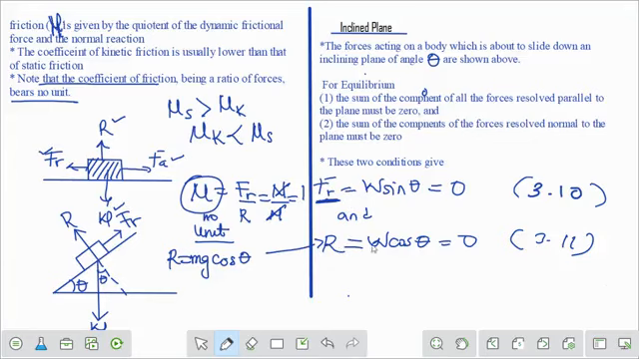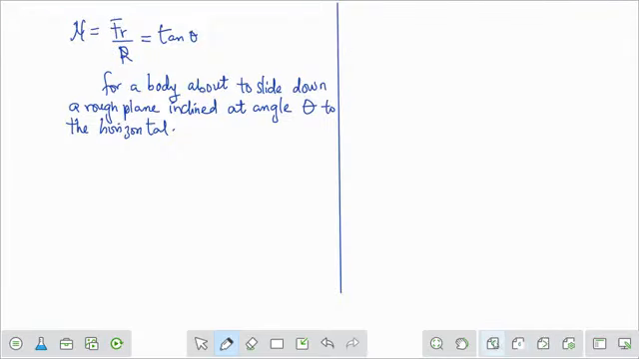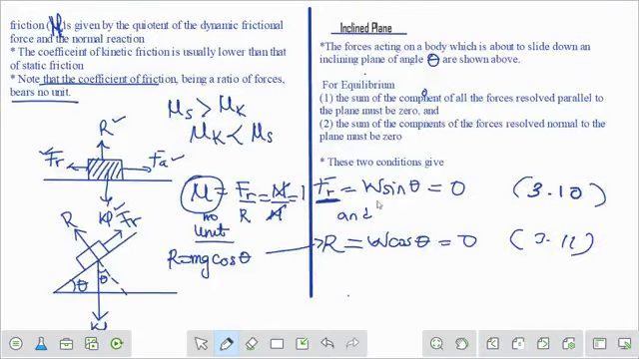Now our R is what? R minus W cos theta equals 0. Now what is our W? Our W is mg. So it means we can write it as mg sin theta, and here also we can write mg cos theta. So that's what I'm saying here.